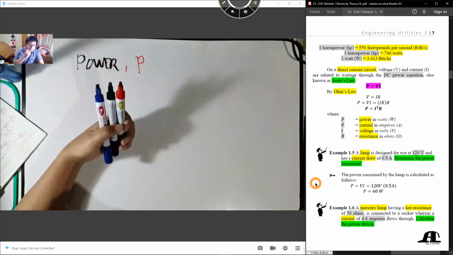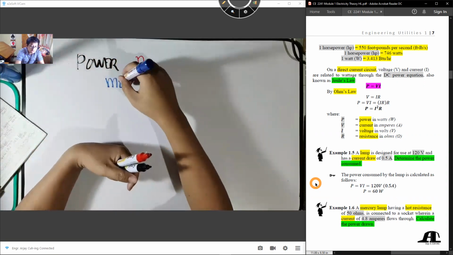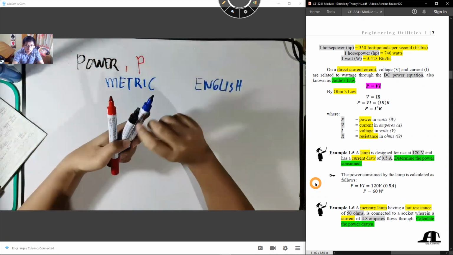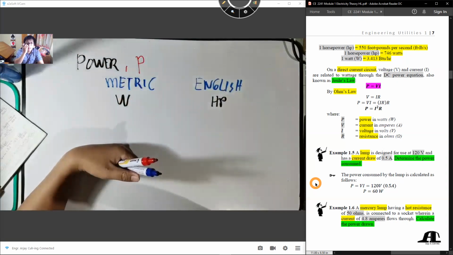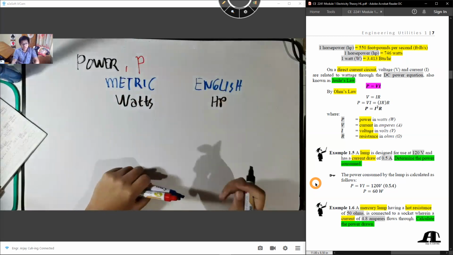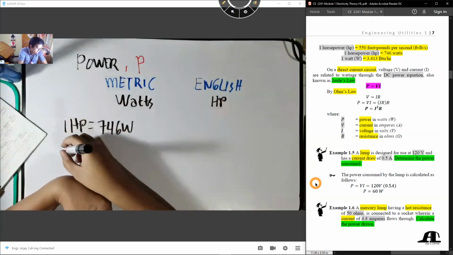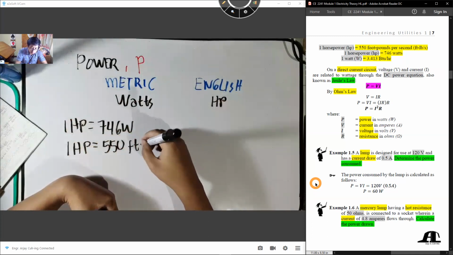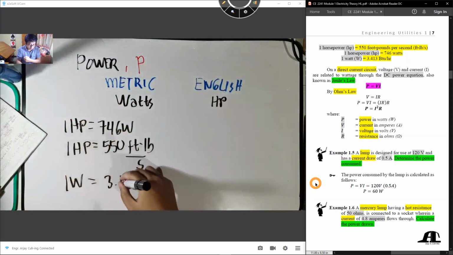Okay? Tapos class, again, di ba, in terms of units ng power, meron tayong dalawa. Kapag metric system tayo class, or yung SI. Tapos kapag English. Okay, so pag English yan class, horsepower tayo. Kapag metric class, meron tayong tinatawag na watts. Okay? So ang conversion natin class, di ba, ang 1 horsepower class is equal to 746 watts. Okay? Tapos meron din tayo class kapag English, so 550 foot-pound or pound-foot per second. Okay? So lastly class, ang 1 watt is equal to 3.41 BTU per hour.